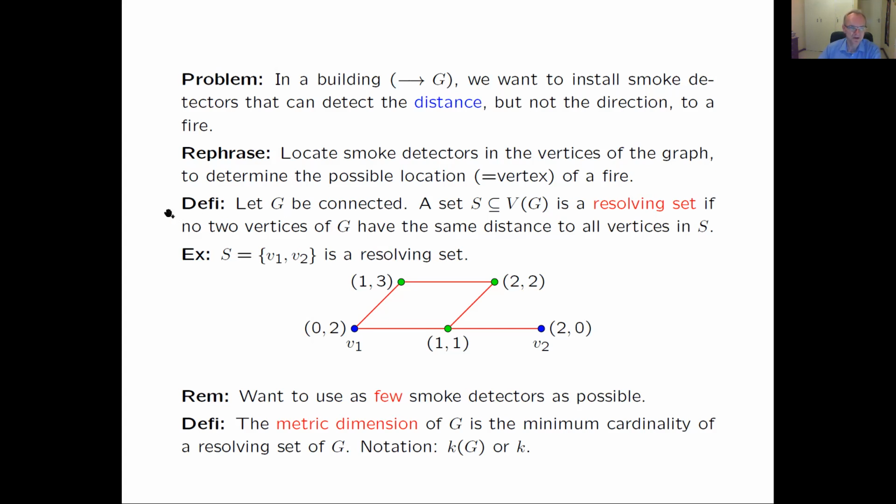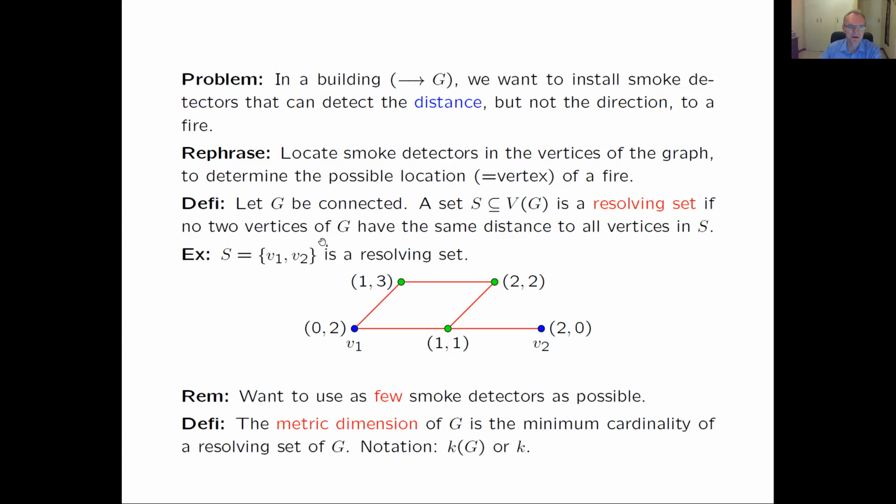Okay, let me give you the definition we need for that. Assume that G is a connected graph, a set of vertices, and this is going to be the places for our smoke detectors. The set S of vertices of G is a resolving set if no two vertices of G have the same distance to all vertices in S. So in other words, there are no two vertices in the whole graph that to each vertex of S have the same distance.